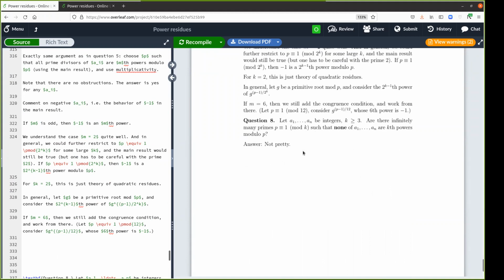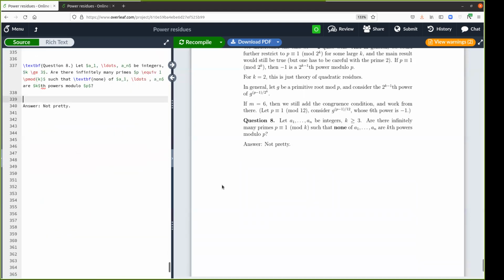And question 8 is again the same ideas, but that requires a lot of work, and the answer is not pretty. In contrast to question 4, where we had some nice condition for the system of linear equations to have a solution.